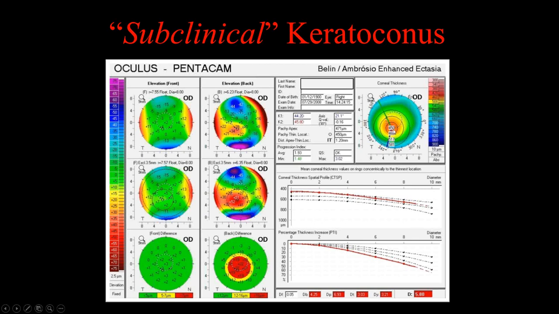The corneal thickness map, abnormal, thin, and if you notice, the pachymetric tracing is also outside the 95% confidence interval. And if we look at the final reading, it's almost 6 standard deviations outside the norm, a highly abnormal eye in an asymptomatic individual. So again, that's why we call this subclinical keratoconus.